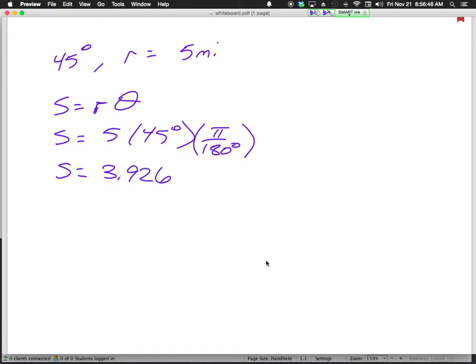And my units? Miles. So somebody explain to me what we're finding in 3.926 miles. Distance. Okay, what type of distance? The distance of the arc length. Very good. We're finding the distance of the arc length. So if I've got a radius that is 5 miles, and then I rotate this thing 45 degrees, the distance that is covered right here is that 3.926 miles. That's what we're finding.